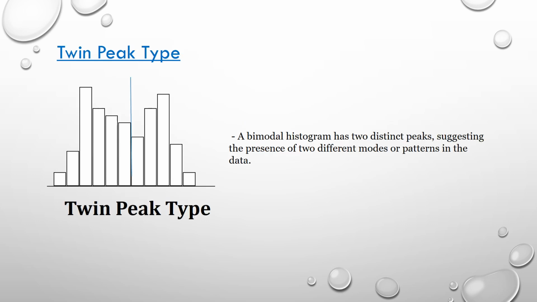Next, twin peak type or bimodal histogram. A bimodal histogram has two distinct peaks, suggesting the presence of two different modes or patterns in the data. Each peak represents a mode, which is a high point of frequency in the distribution. Bimodal distributions suggest that there are two separate groups or subpopulations within the dataset.